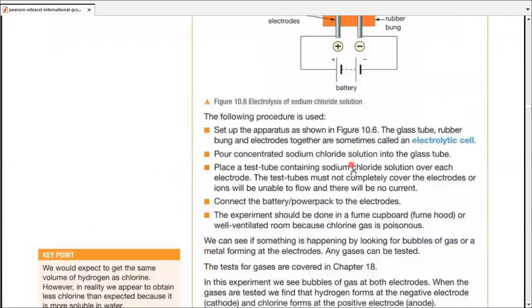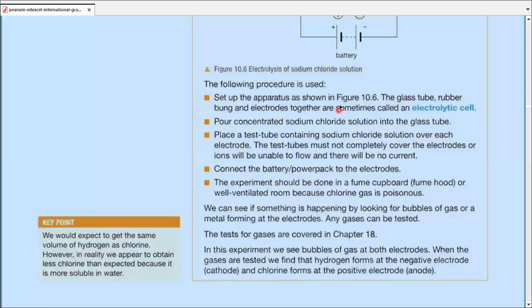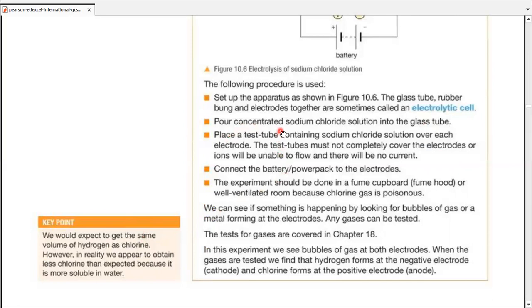Now let's go with the procedure. Set up the apparatus as shown: glass tube, rubber bung, electrodes. This is all, as a whole, known as an electrolytic cell. Now pour in concentrated sodium chloride solution. Sometimes we use the word concentrated, sometimes you're going to see the word saturated over there. Whether you see the word saturated or the word concentrated, it means the same thing.